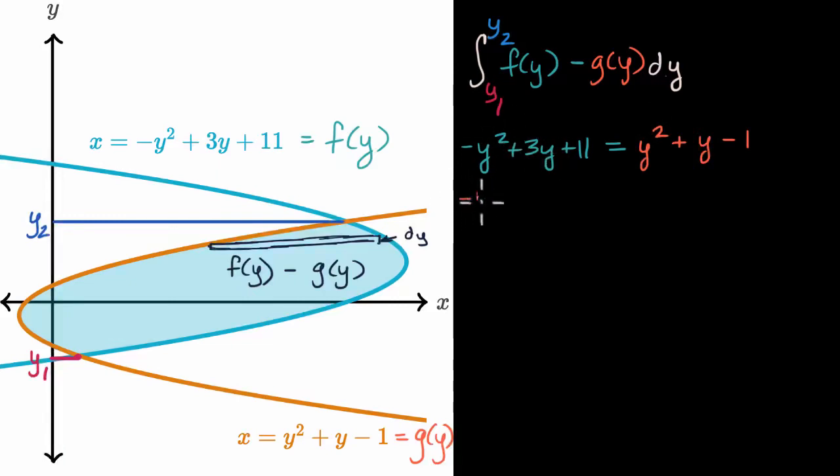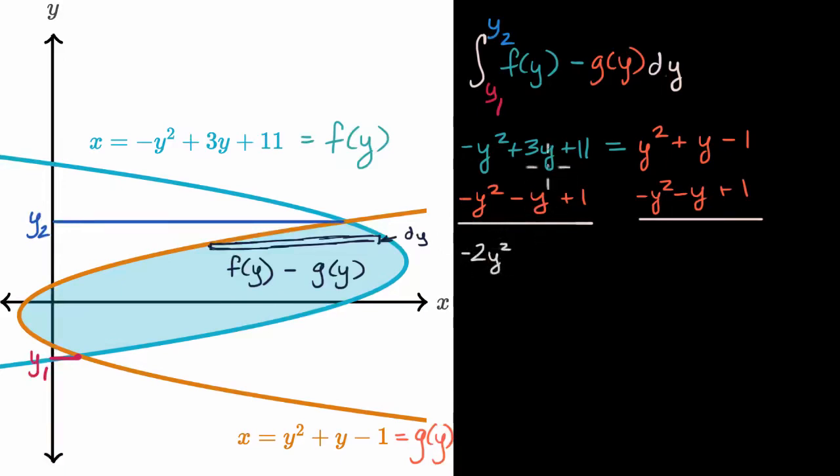So let's subtract y squared, let's subtract y, and then subtract negative 1, which is just adding 1, and over here we're going to do the same thing, minus y plus 1. And what we are left with is going to be hopefully a straightforward quadratic. So this is going to be negative 2y squared plus 2y plus 12 is equal to 0. And then I can factor out a negative 2, and I get negative 2 times y squared minus y minus 6 is equal to 0.